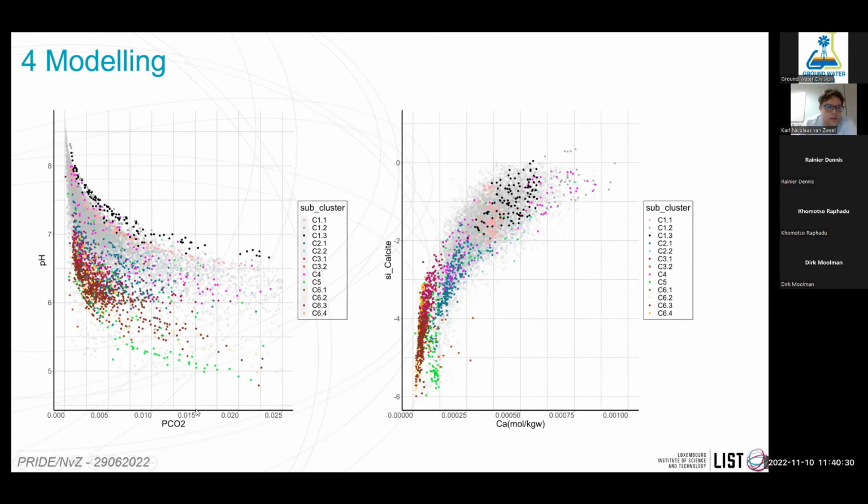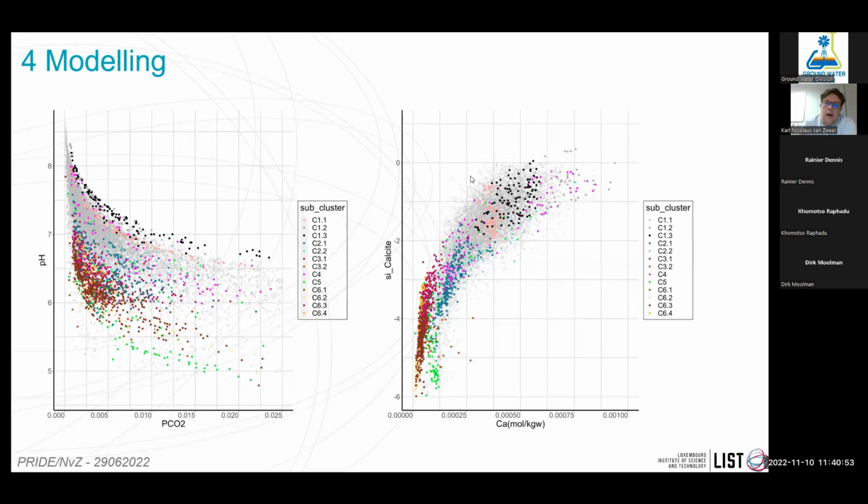So this is the pH versus PCO2. As you can see, it's relatively accurate. I haven't calculated the errors of the model yet. This is what I'm busy with now. It's not always that easy to define your confidence in the model with Monte Carlo, especially if you have a lot of parameters.